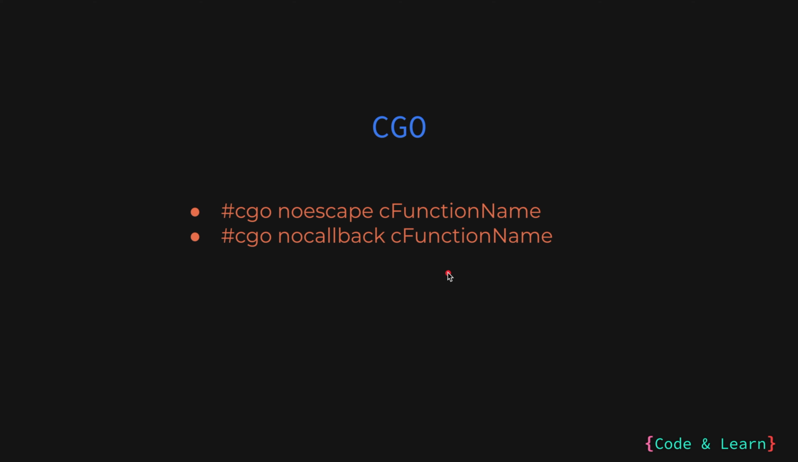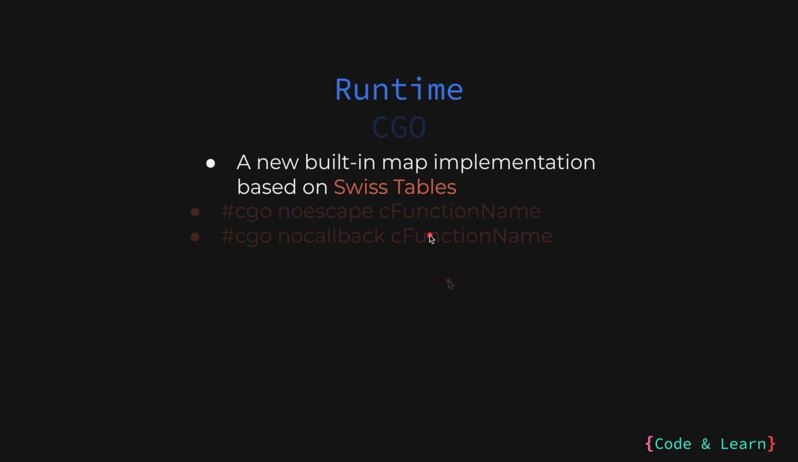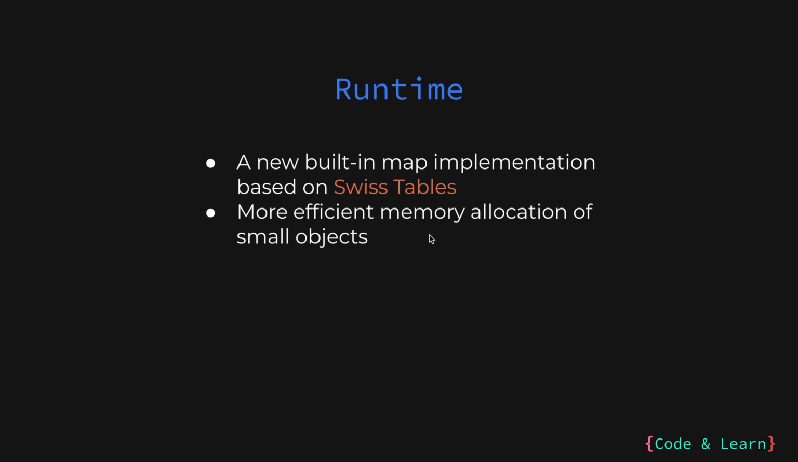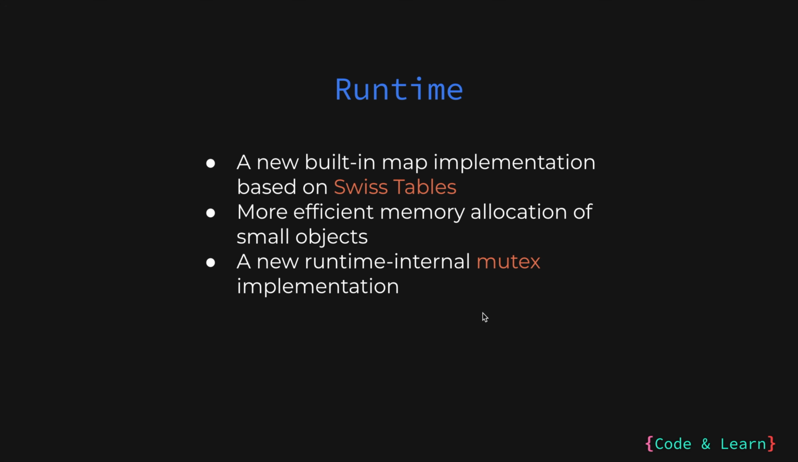Similar to this, we have the cgo nocallback attribute, which tells the compiler that the C function won't call back into the Go function. This enables the compiler to optimize calls to the C function as it doesn't need to set up a stack frame for a potential callback. Changes to the runtime include a new built-in map implementation based on Swiss tables, making it more performant. Then we have the new memory-efficient allocation of small objects. Then a new implementation of the runtime-internal mutex. These and all other performance enhancements made to Go 1.24 can lead to a 2 to 3% decrease in CPU overheads. These new features can be disabled by using the GOEXPERIMENT environment variable.